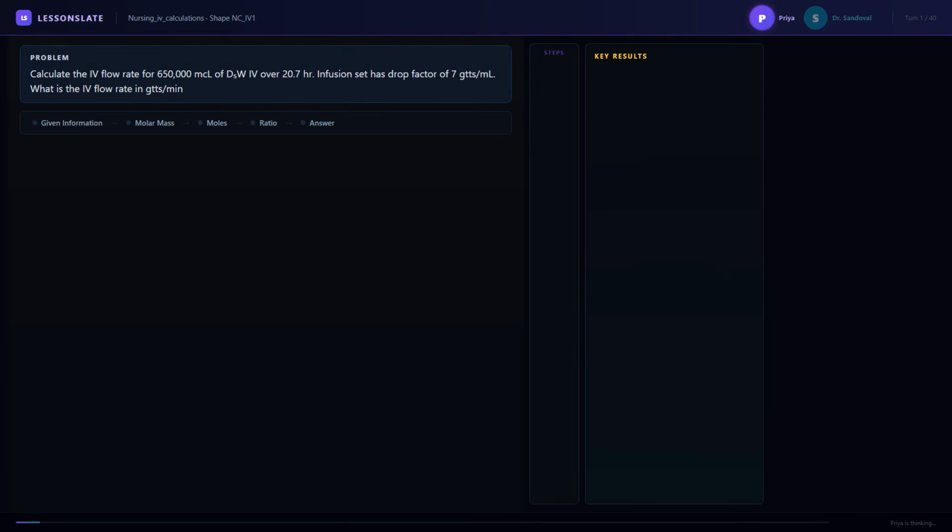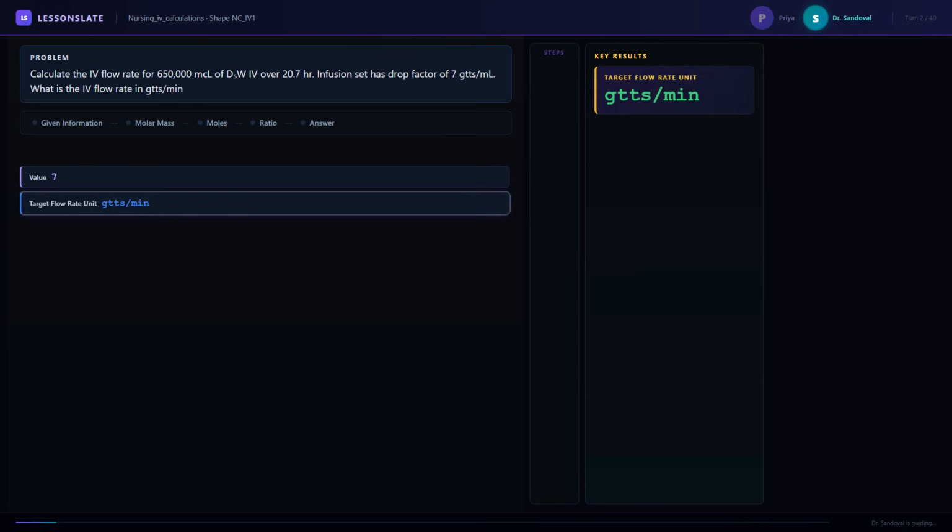Dr. Sandoval, I've got this IV flow rate problem and I just want to make sure I'm reading it right. It asks to calculate the IV flow rate for 650,000 microliters of D₅W IV over 20.7 hours with an infusion set that has a drop factor of 7 drops per milliliter. Then it asks for the IV flow rate in drops per minute. Is it just a straightforward conversion and calculation, or am I missing some kind of nuance here with the units?